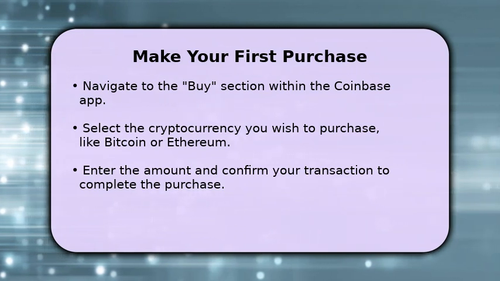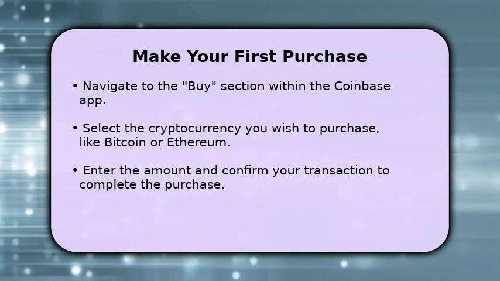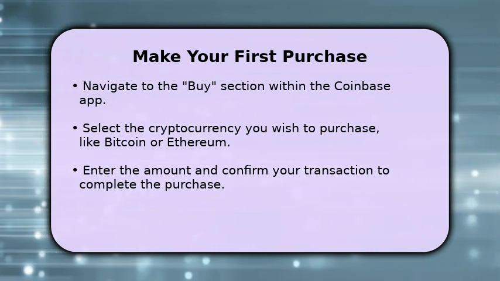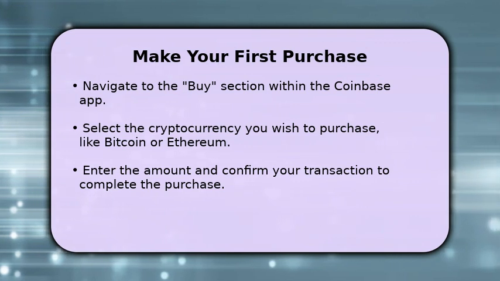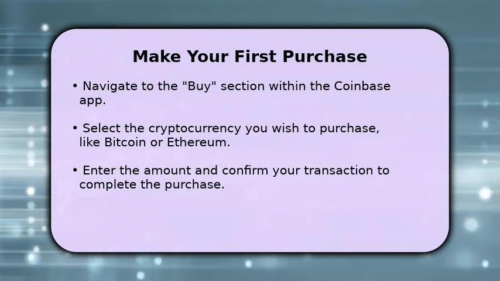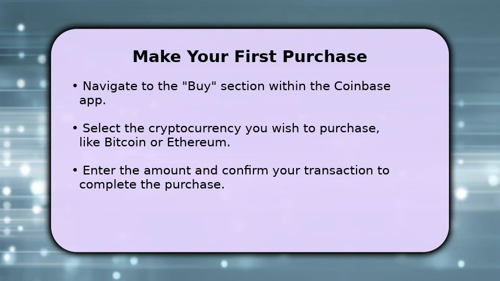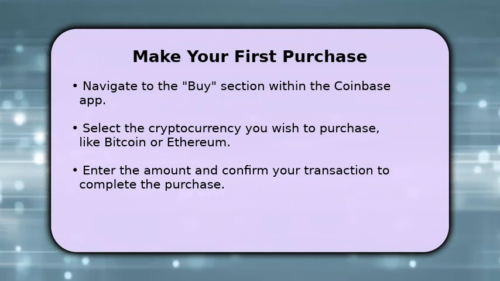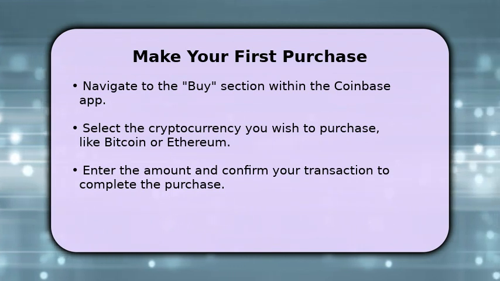Navigate to the Buy section within the Coinbase app, which is usually prominently displayed. Select the cryptocurrency you wish to acquire, such as Bitcoin or Ethereum, from the available list. Enter the amount you want to spend, review the transaction details, and then confirm your purchase. Congratulations, you've just bought your first crypto.